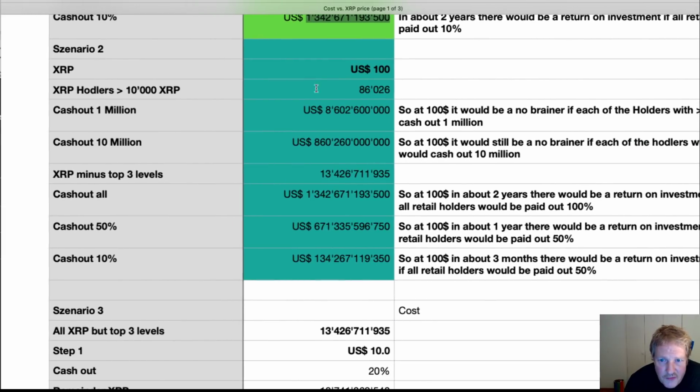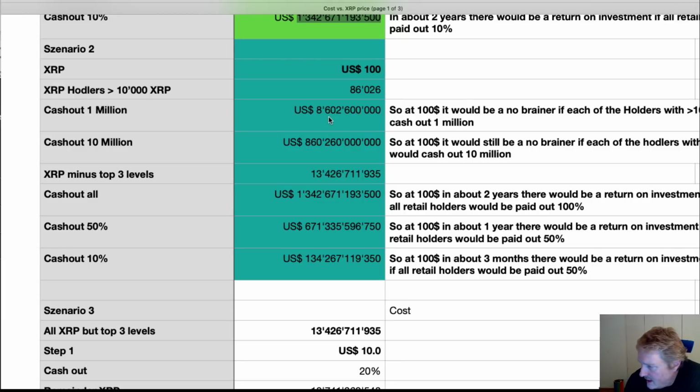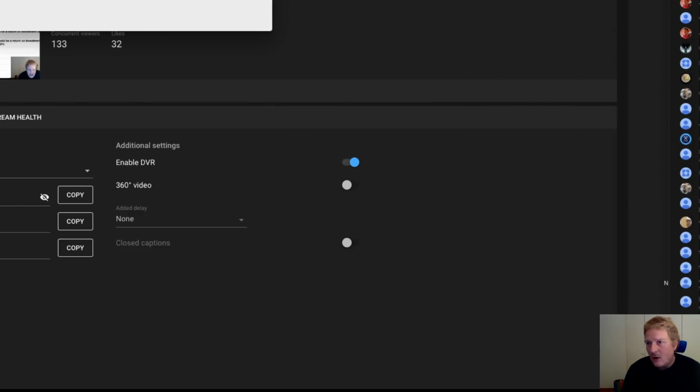And then I did the same for a price at $100, and there I basically could show that at $100 all but the top 60 could cash out all, and in about 2 years we had a return on investment. And as long as we are having, not like one huge jump, but a few leveled jumps, that would work out totally.